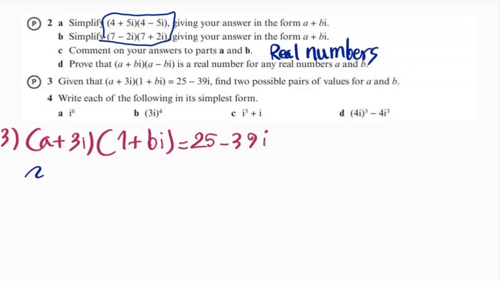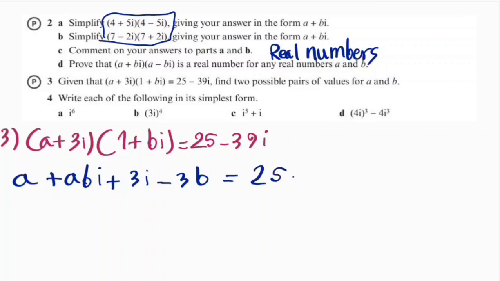a times 1 is a, a times bi is abi, 3i times 1 is 3i, and 3i times bi is 3b i squared, and i squared is -1, so we get -3b. So that's what we get by expanding the bracket, which is equal to 25 - 39i.